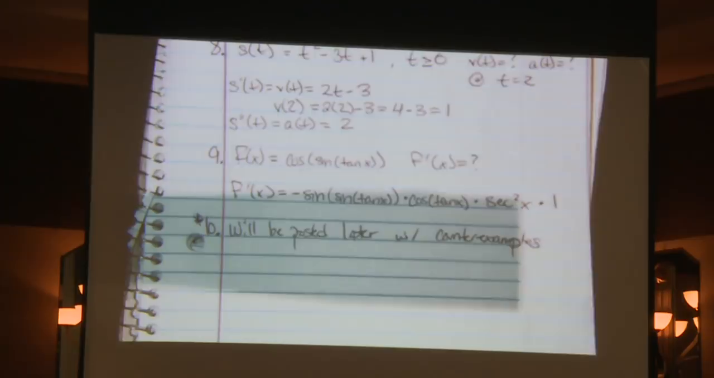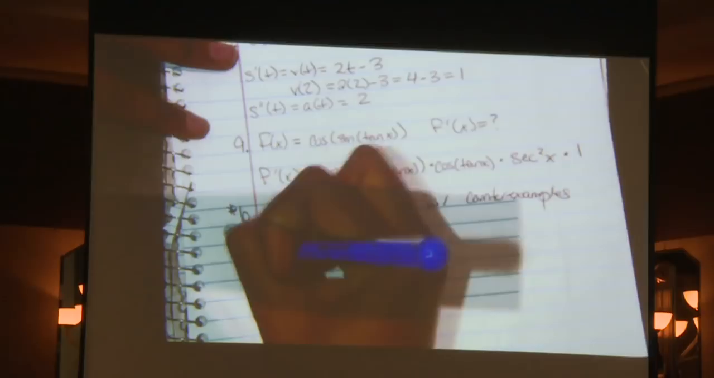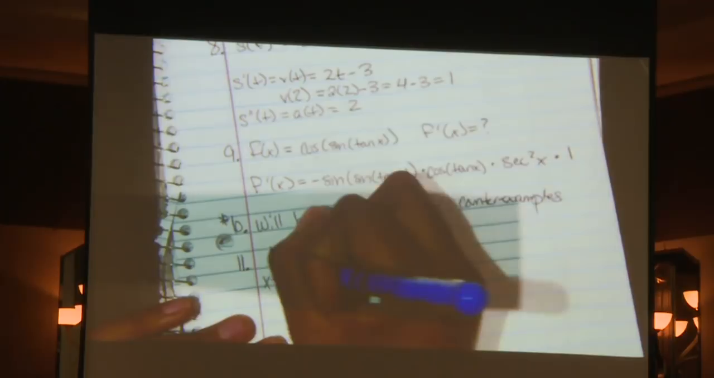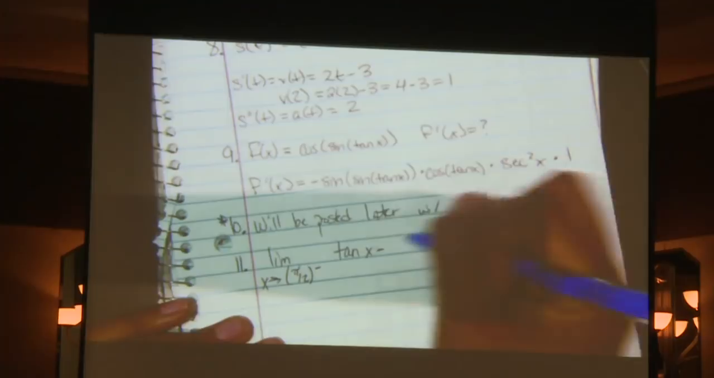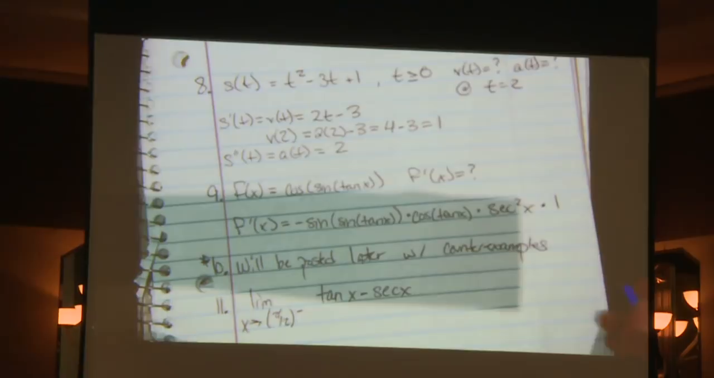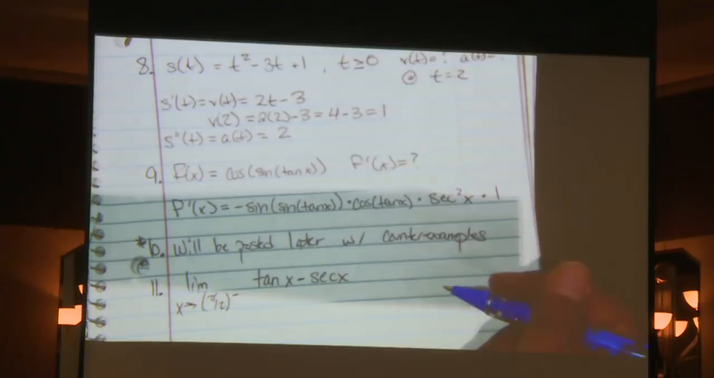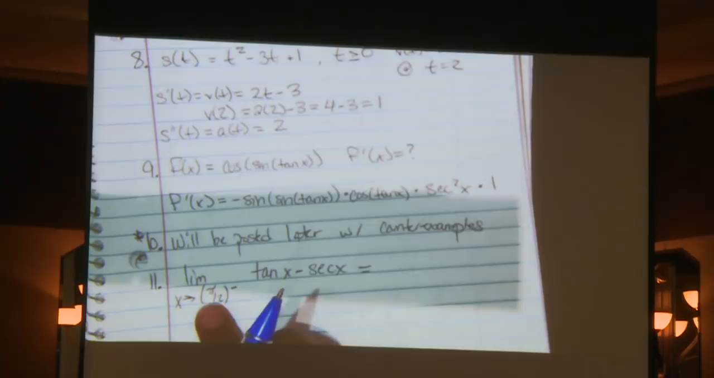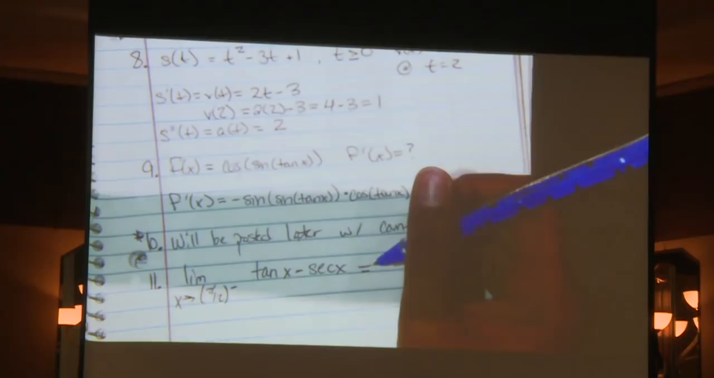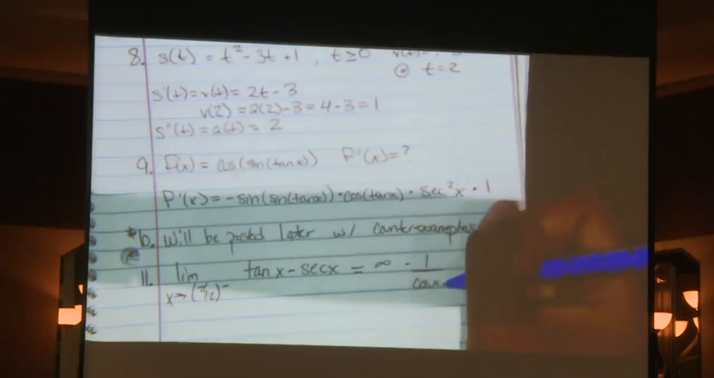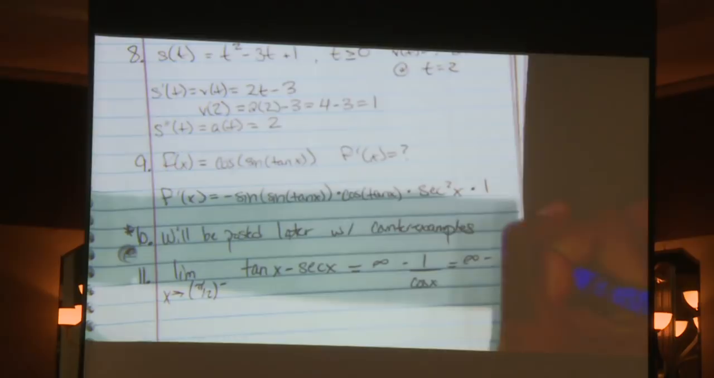Number 11 states to evaluate the limit as x approaches pi over 2 from the left of tangent x minus secant x. As I said before, when I plug in pi over 2, I'm just going to plug it in, even if I know it's not going to work. Tangent as x approaches pi over 2 is always going to be infinity, every time. And secant is 1 over cosine x, and that gives me infinity minus 1 over 0. That's undefined, so now I have to see if I can work it out some other way.